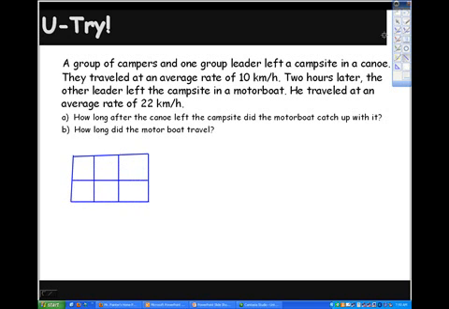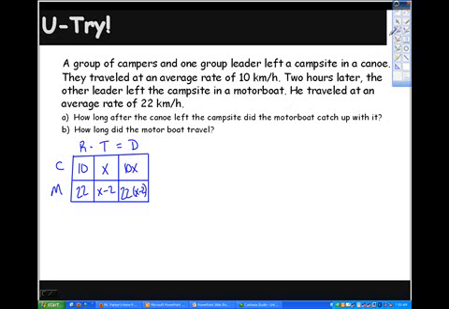Rate times time equals distance. 60 miles an hour for 2 hours is 120 miles total. We have the canoe and we have the motorboat. The rate of the canoe is 10. The rate of the motorboat is 22. The canoe left first. The motorboat left 2 hours later. Rate times time equals distance, so the canoe traveled a distance of 10x kilometers, and the motorboat traveled a distance of 22 times x minus 2 kilometers.